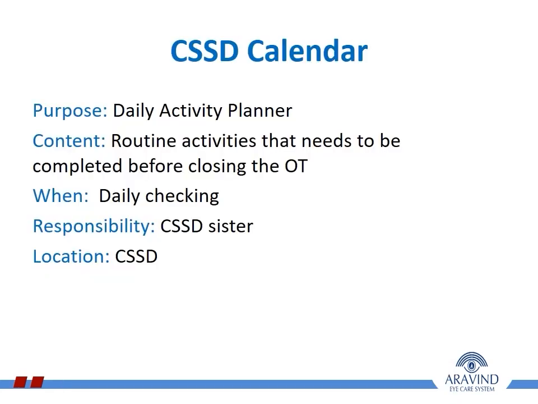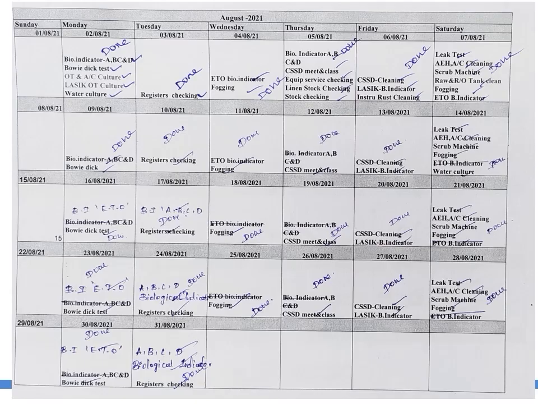Next is the CSSD calendar. It is a daily activity planner. It shows routine activity that needs to be completed before closing the OT. It has to be checked daily and the CSSD sister is in charge for creating and maintaining the CSSD calendar. This slide shows a month's CSSD activity planner.